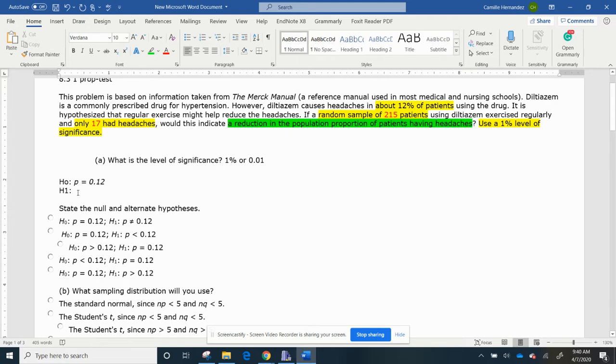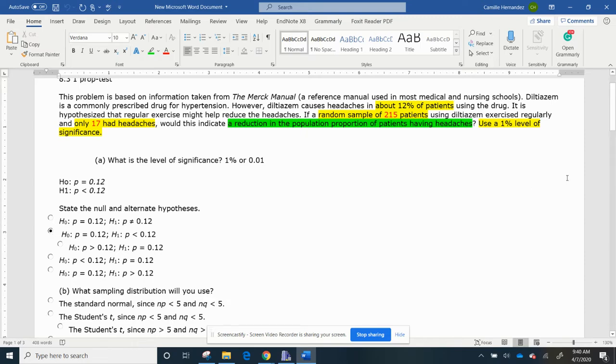For the alternative, it wanted to know if it reduced it. So this is a less than symbol, and again, it's for the 0.12. Again, nulls have the equal. Alternatives either have to be less than, greater than, or not equal. So those are my hypotheses. If I look here and match up the ones that are correct, is that one correct? Yep. So this one is the correct hypothesis.